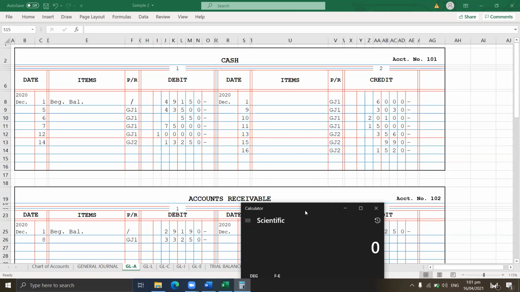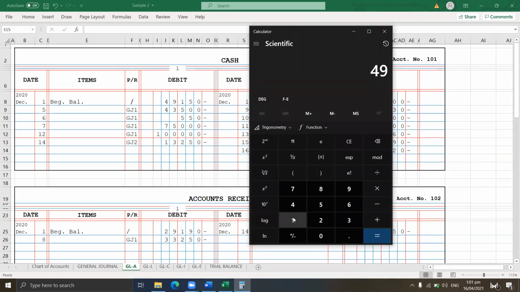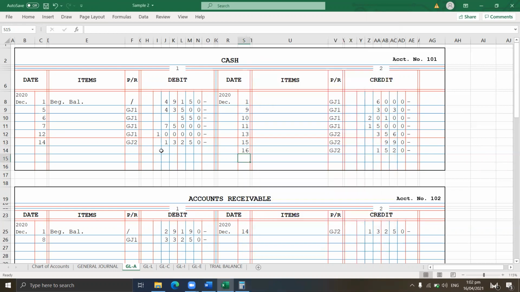Okay, so first on the debit side, so you have 49,150. And then you have 43,500 plus 550 plus 75,000 plus 100,000, plus 13,250. So on the debit side, we have a total of 281,450. So let's write it here.